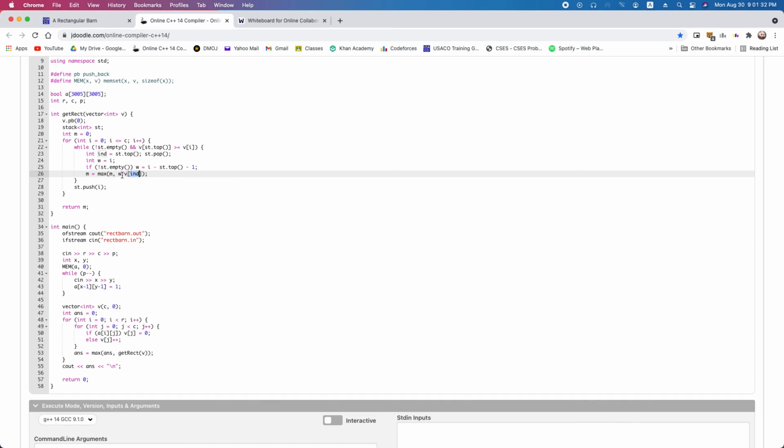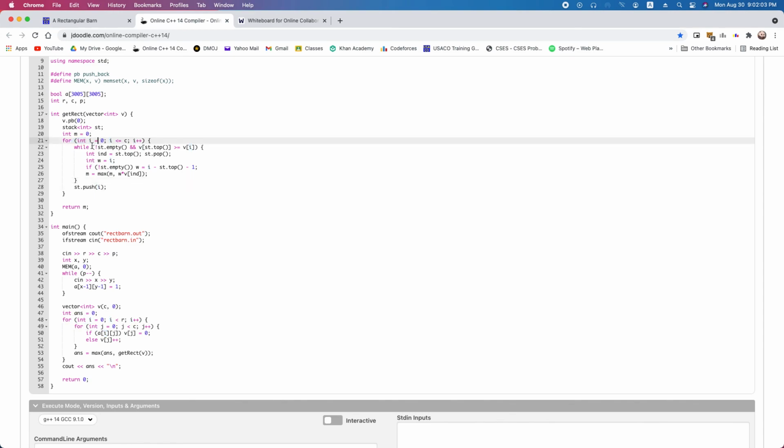The height should be the element that we just popped off, because our current index represents the end of this rectangle, so we should look at the height of this rectangle that we're ending at. So we get the maximum of that, and after we go through this while loop, we should push our current index into the stack again, so the next element will also look at this current height.